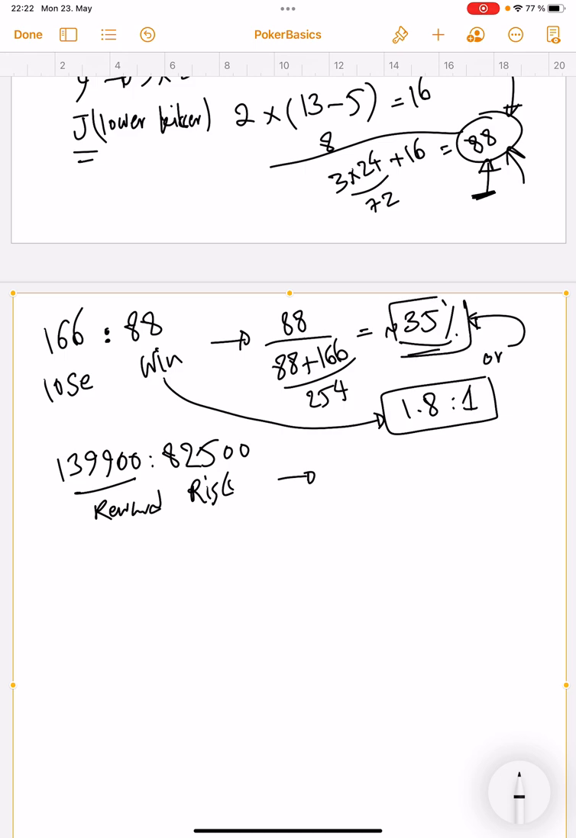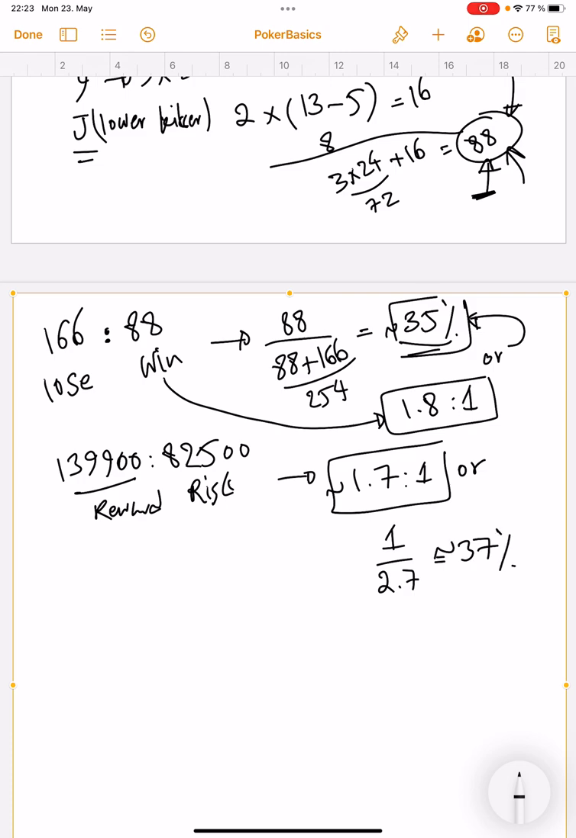And this one we can write as 139,900 divided by 82,500. This will be almost 1.7 over 1, or 1 over 2.7, right? So 1 over 2.7, which will be 37%, almost.